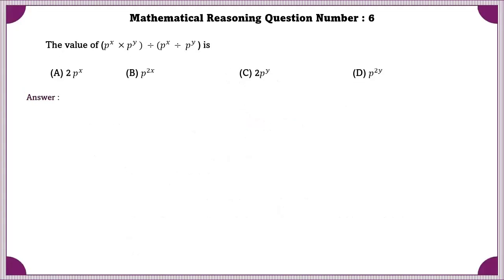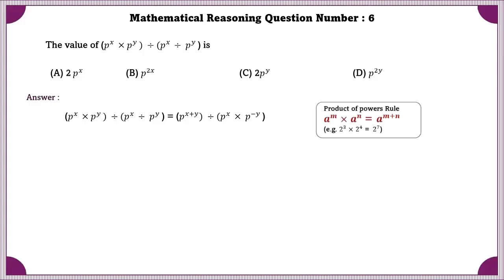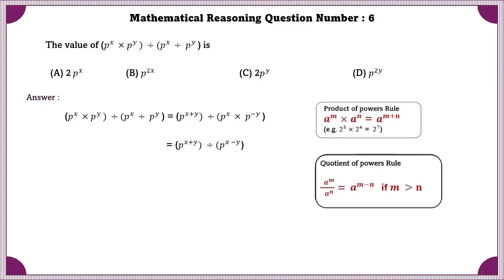Mathematical reasoning question number 6. The value of the given expression is. We can simplify this as p to the power x plus y divided by p to the power x into p to the power minus y. Now using the product of powers rule, we will get p to the power x plus y divided by p to the power x minus y.